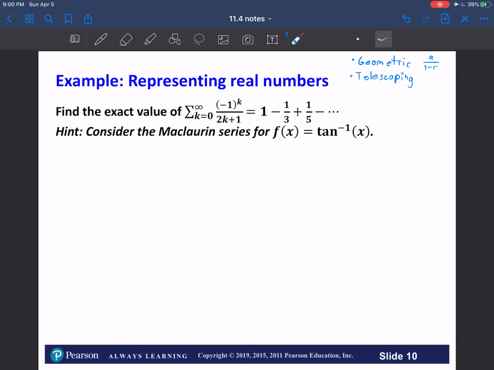All right, so let me just write down what the Maclaurin series for the inverse tangent of x is. The inverse tangent of x, and this is one that we actually did, I believe, in section 11.1, 11.2, something like that. So if you're wanting to know where this comes from, go back and check those. It is the infinite sum from k equals 0 to infinity of negative 1 to the k times x to the 2k plus 1 over 2k plus 1.